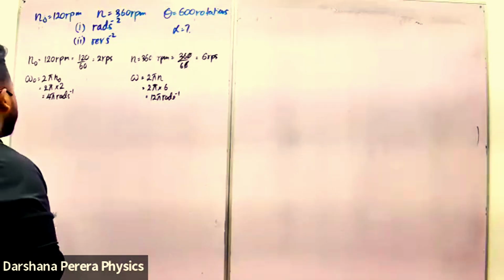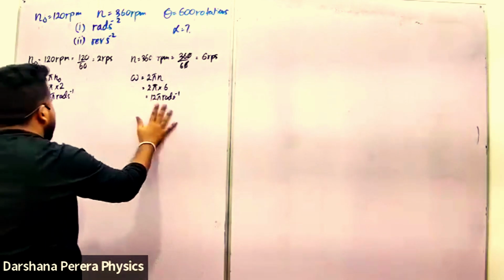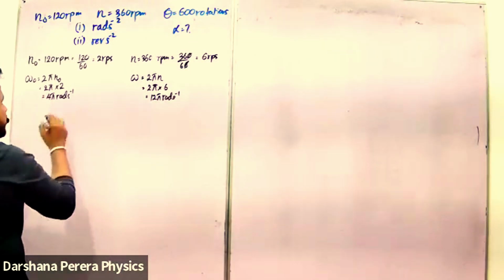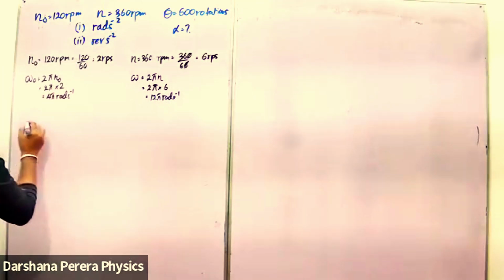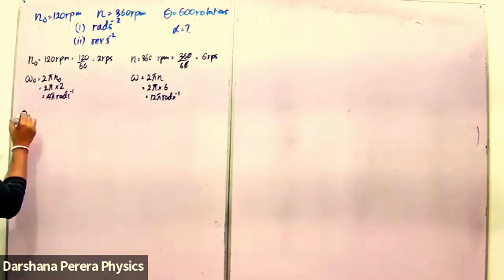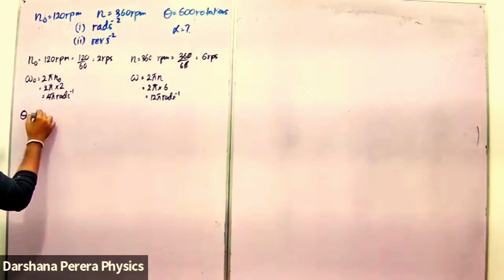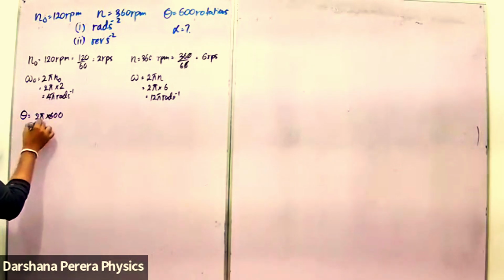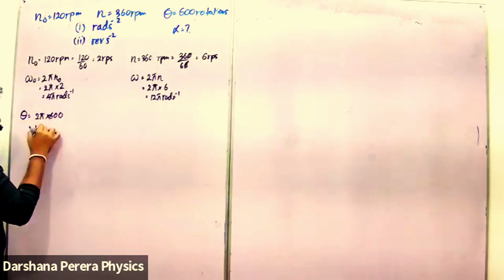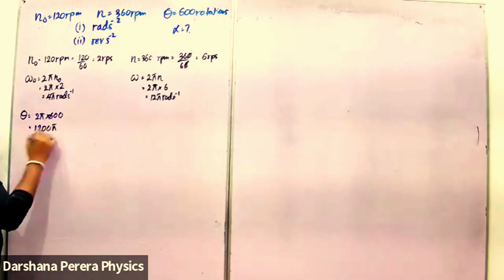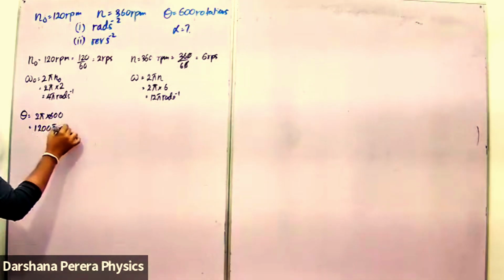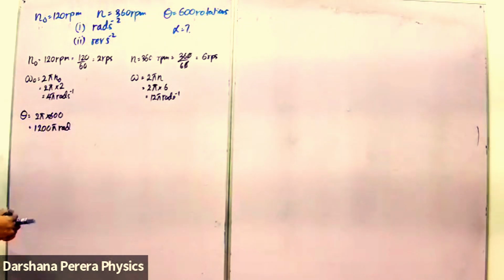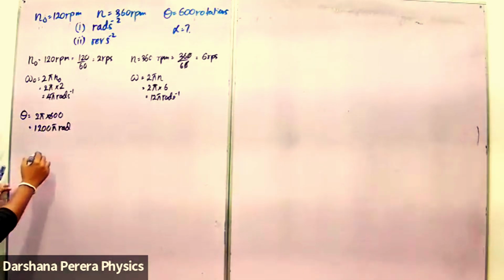Then we have to find the theta. How to find the theta? Theta is rotation. 600 rotations means 2 pi into 600, that means 1200 pi radians.